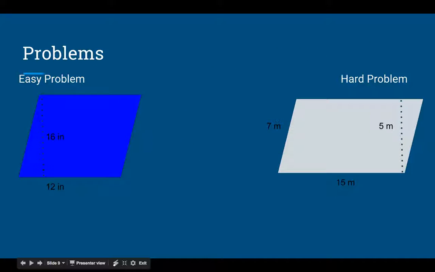Okay, so now let's try a problem. Easy problem. What we're going to do is the same thing: area is equal to base times height. So area is equal to 12 times 16, which is equal to 192 inches squared. Okay, so now let's try a harder problem.